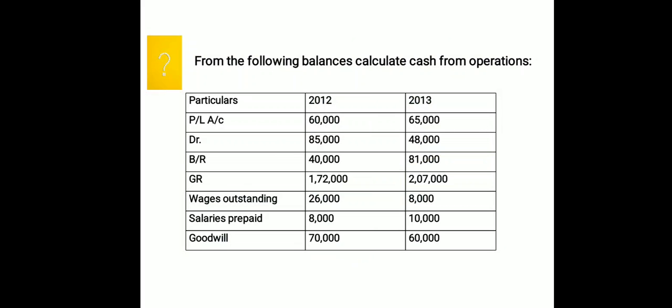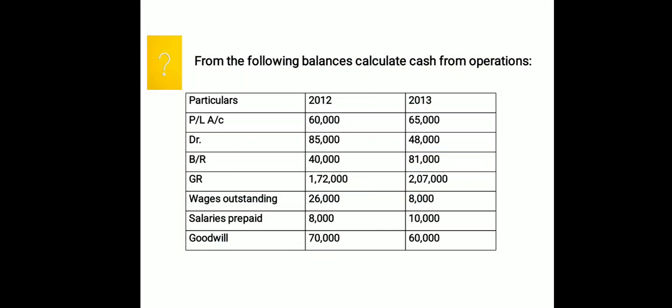So now just check the given question. We have profit and loss there. As I told you, we will definitely use both closing and opening to calculate the cash from operation. Then we have our debtors. Debtor is your current asset, and now we need to check whether the current asset is increasing or decreasing. If we check, 2012 it is 85,000, in 2013 it is 48,000, that means it is decreasing. And what we have seen in the rule, decrease in current asset we need to add while calculating cash from operations. Then we have the next item, bills receivables.